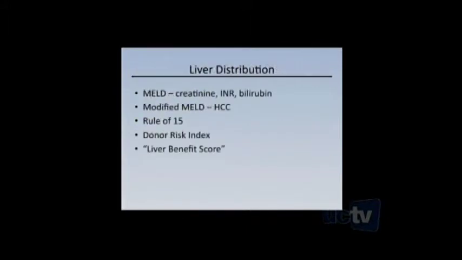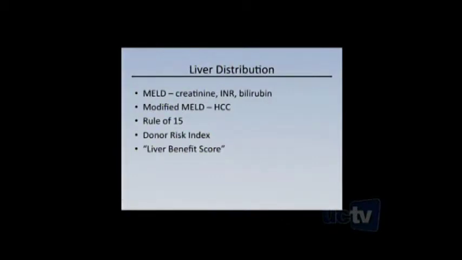Now, I told you that we distribute organs based on the MELD, and the MELD is a way to categorize how sick a patient is. So the higher the MELD, the more sick you are, and the more likely you are to die. And so we want to give livers to the people who are the sickest. So the MELD is determined by the creatinine, the clotting studies, and the bilirubin. Now, patients who have cancer actually get a modified MELD, and Dr. Yao will talk to you about that.